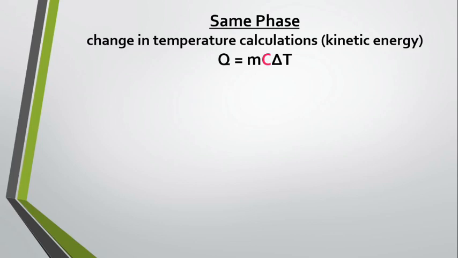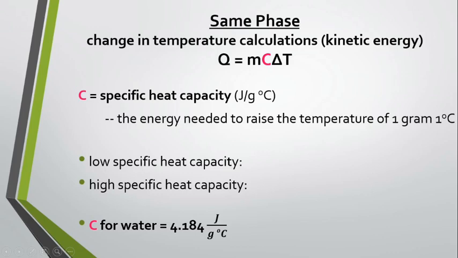Now, this C value is very similar to those H's. This is the energy needed to raise the temperature. Instead of making it change state from solid to liquid, this is the energy needed to change the temperature of 1 gram of this substance by 1 degree. So it's the same idea, and in the same way that the H has an inverse relationship with these changes.